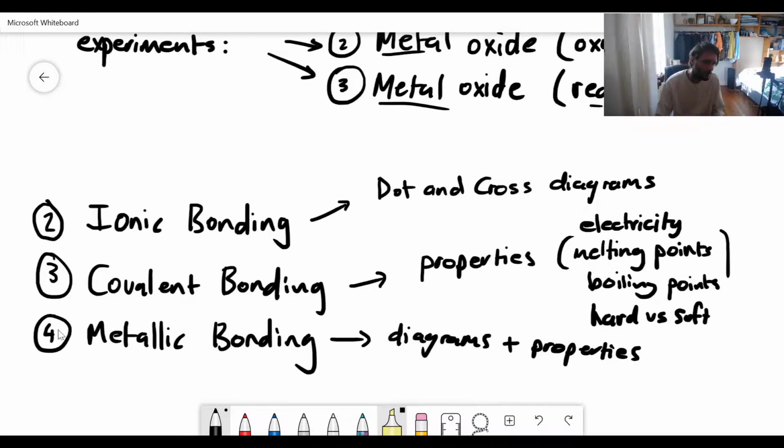And there are three other big topics. You could summarize this all into bonding as one big topic, but we've got ionic bonding, covalent bonding, and metallic bonding. Go through all the dot and cross diagrams for all three. Go through the properties of each of these. Why does ionic bonding conduct electricity when the compound is in molten form? What are the properties of some metals in terms of electricity and hardness versus softness? What about boiling points and melting points? Go through all of these things in terms of ionic bonding, covalent bonding, and metallic bonding.